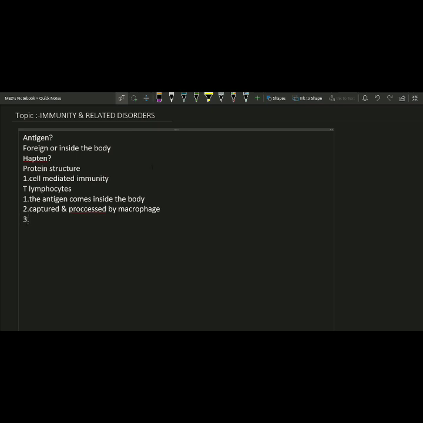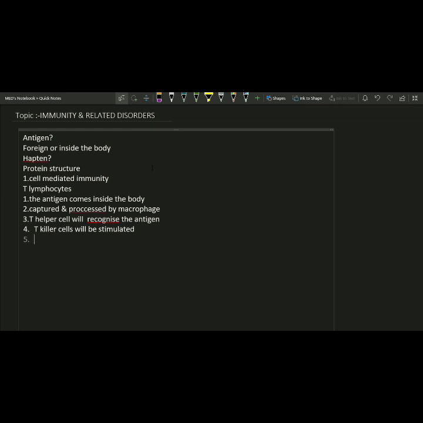The processed antigen will be exposed on the cell membrane for the T cell receptor, and it will be recognized by the T helper cell. The T helper cell will recognize the antigen. Now that it has recognized the antigen, it will stimulate the T killer cells. The T killer cells will be stimulated or given signals so as to encounter the antigen.